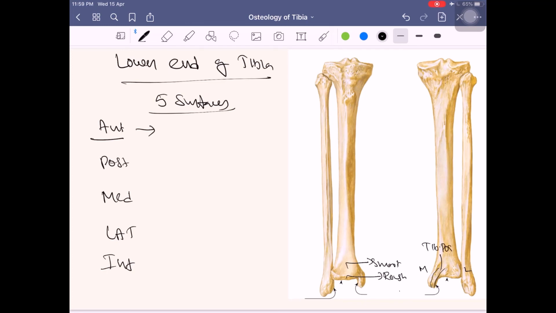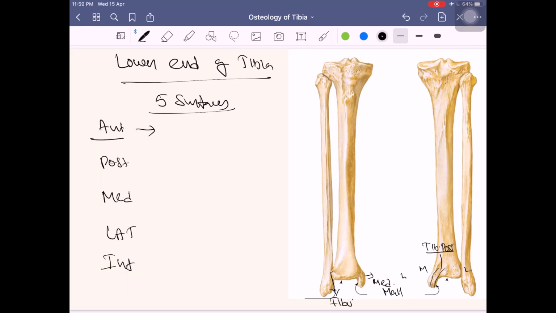Now if you look at the medial surface, this is your medial surface. The medial surface is actually subcutaneous and it forms your medial malleolus. It continues down and forms the medial malleolus. And then if you look at the lateral surface, this is your lateral surface here. The lateral surface forms a fibular notch.